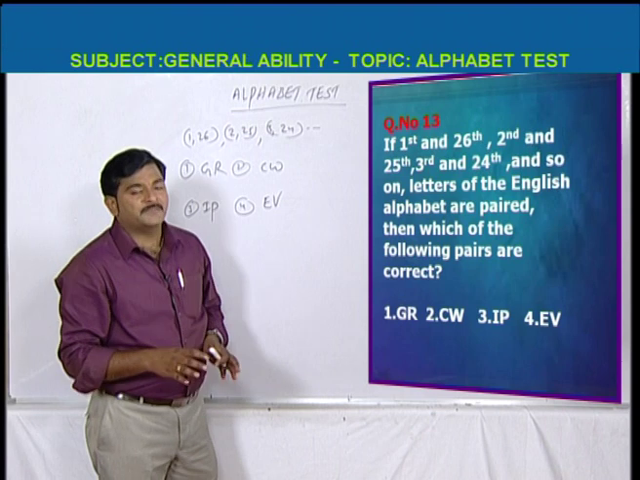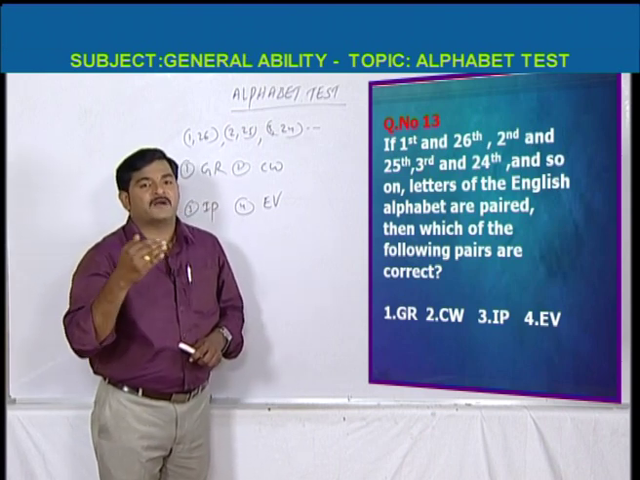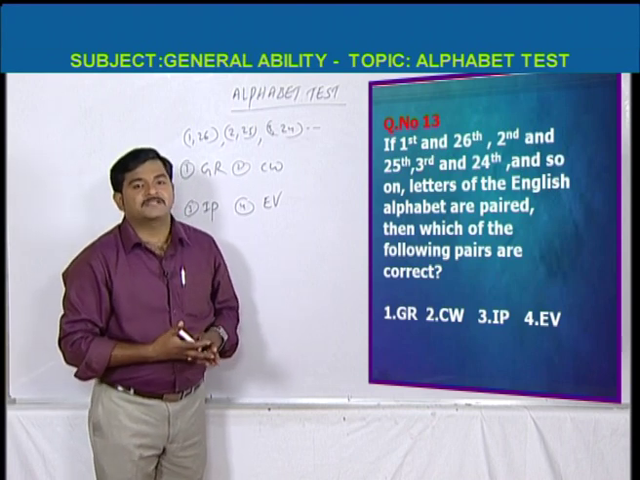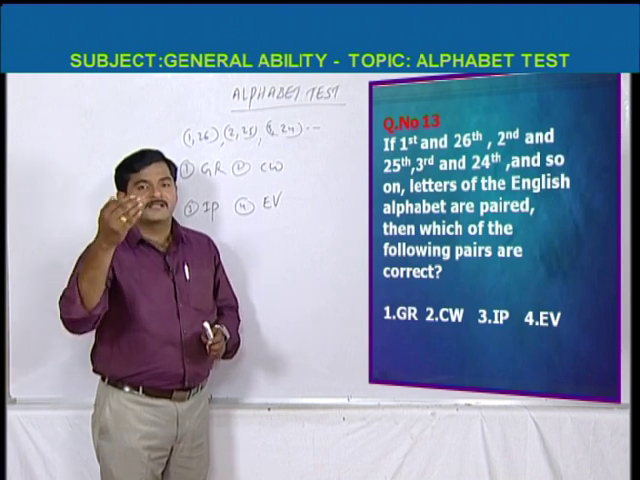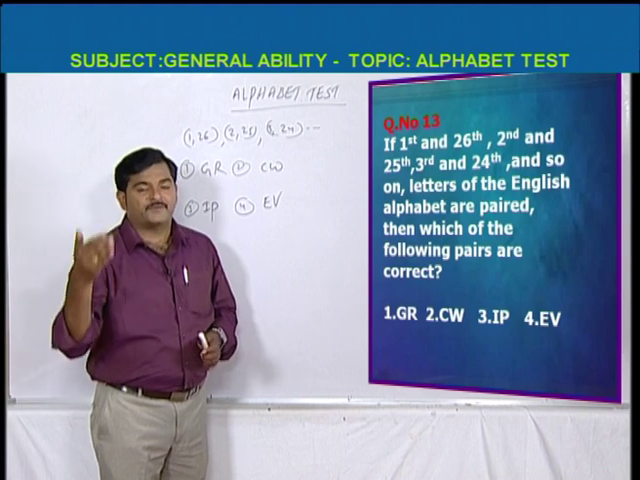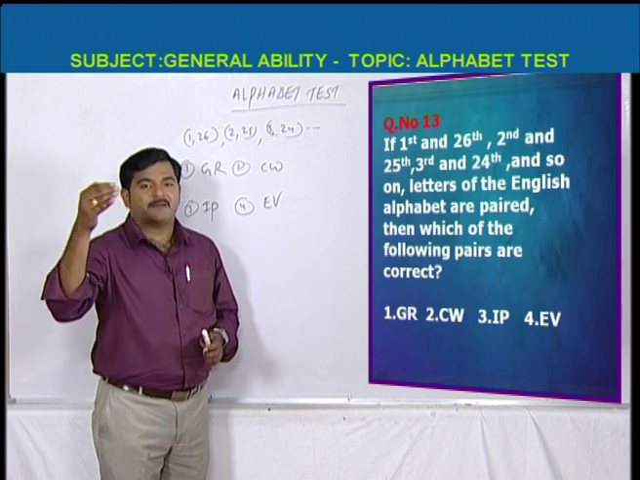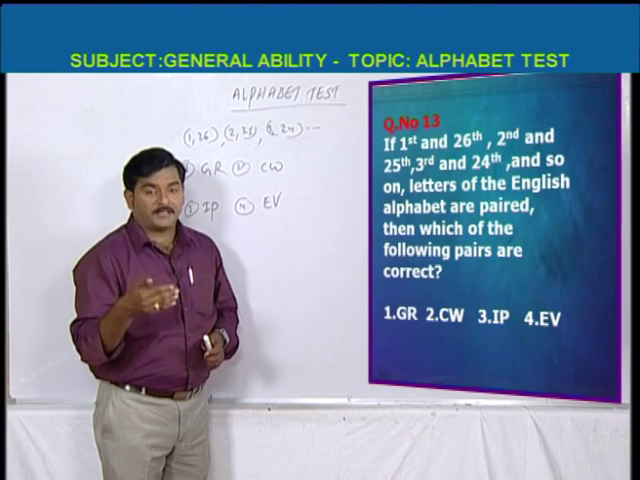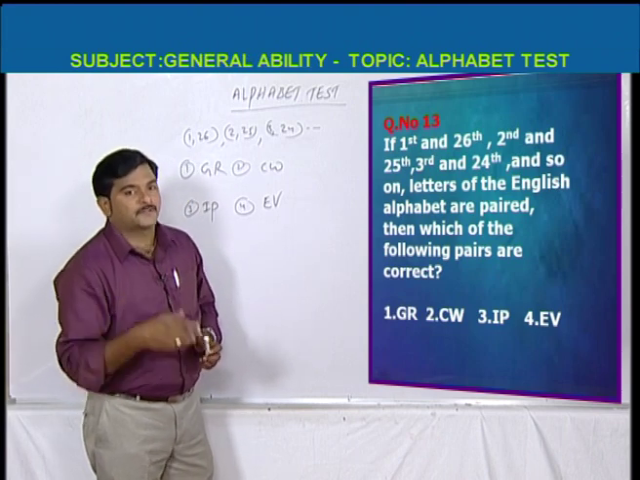So you will have an idea if you know this concept. The meaning involved in this concept is expressing the second half of the alphabet in reverse order. What does it mean? A to Z, B Y, C X, D W, E V, F U, G T, H S, I R, J Q, K P, L O, M N, and so on. That is the procedure.